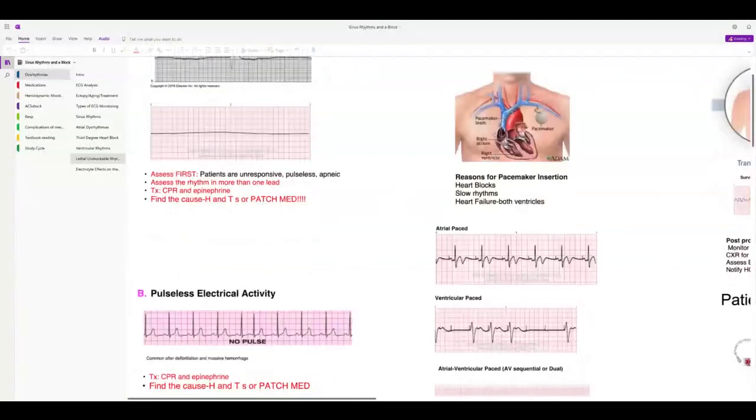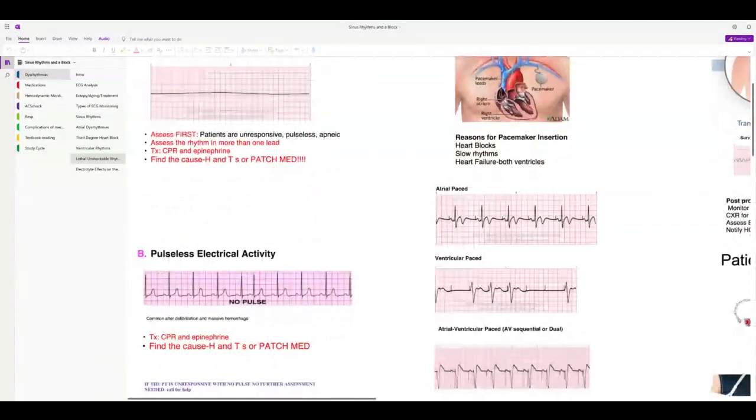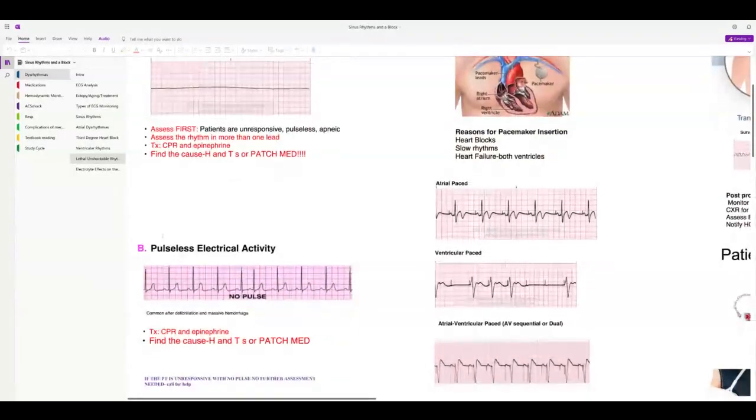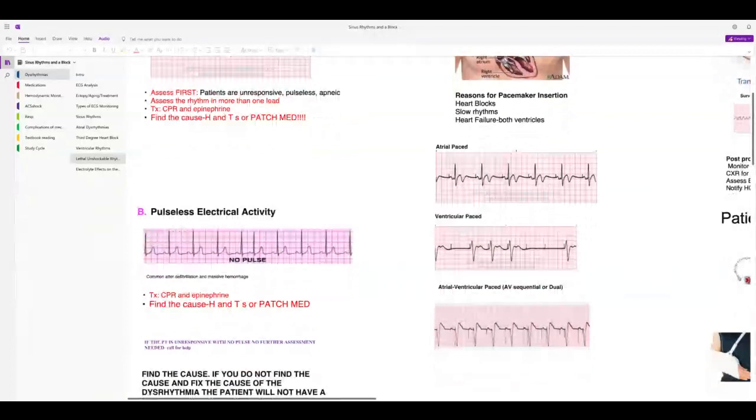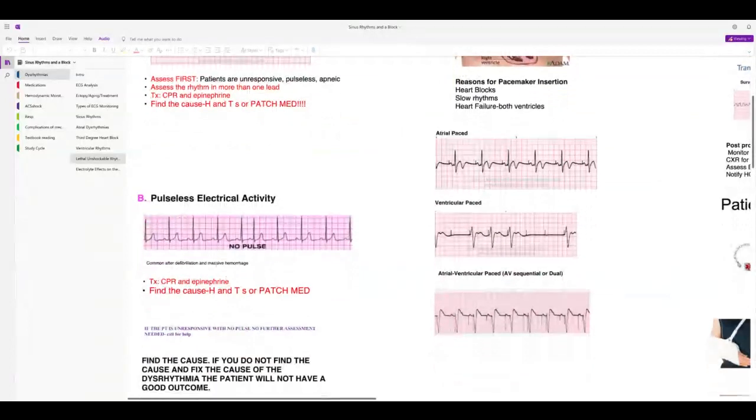With pulseless electrical activity, this means they have a beautiful rhythm but no pulse, okay? So the heart is not responding. The treatment for this, it's called PEA, is you push hard and fast. That means give high quality CPR. You give epinephrine, okay? That's the treatment, and you assess for the cause.